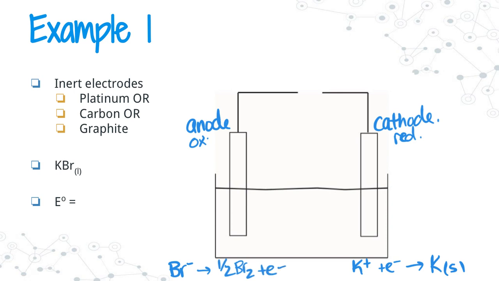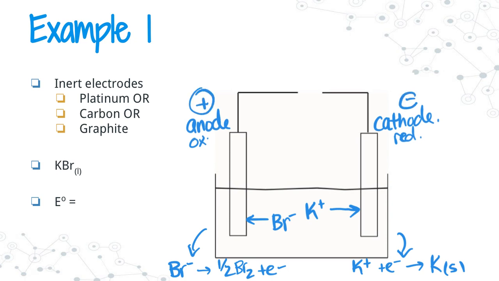So showing that in our solution here, I'm just going to show bromide ions and potassium ions. The potassium ions are going to be attracted to our cathode. And so then that's where this reaction here is going to happen. The bromide ions are going to be attracted to our anode, and that is where our oxidation half reaction is happening. We also want to put in the charges here.